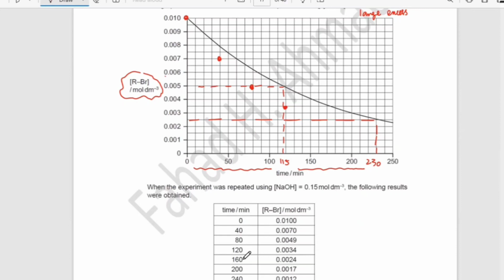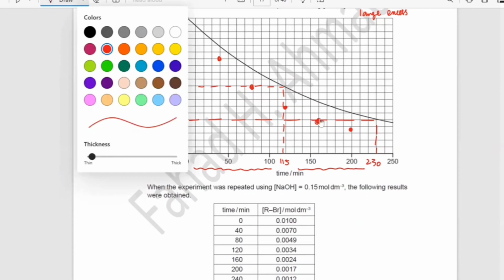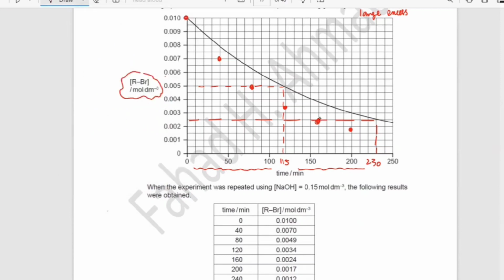Then at 160 it's 24. 160 is here, so approximately 25. And then similarly at 200 it's 17, where would I put 17, here I guess. So anyway, you got a line. He drew a line of best fit. Remember it doesn't look to be a straight line, so it's probably a curve.